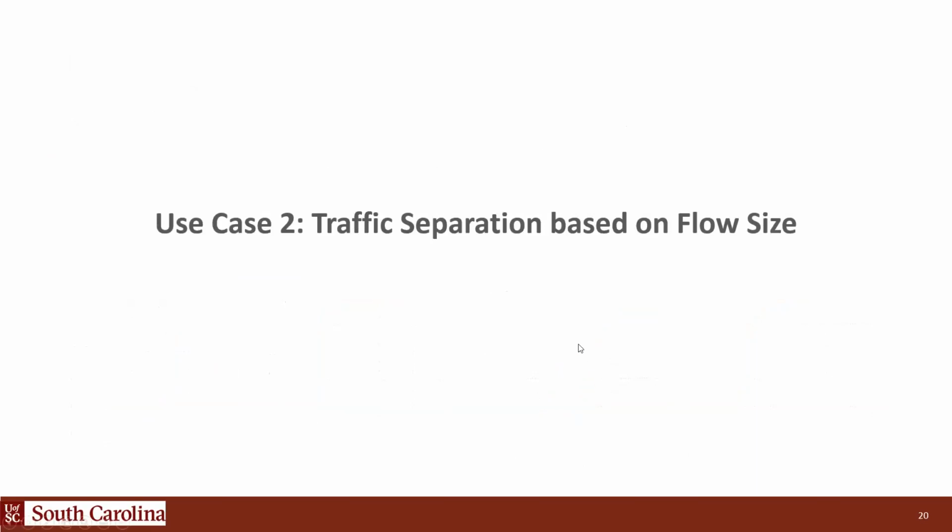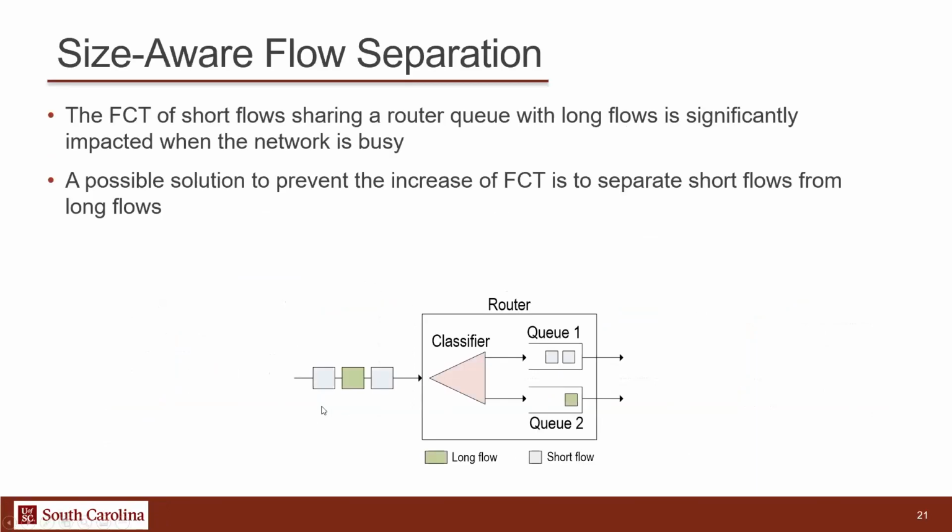So another use case that we studied was if we can separate the traffic based on the flow size. And the idea is, as we've seen in the previous use case, the flow completion time of the short flows would be significantly impacted when the network is busy. So is there a way that we can basically minimize this flow completion time in a busy network? A possible solution would be to separate our traffic into 2 queues.